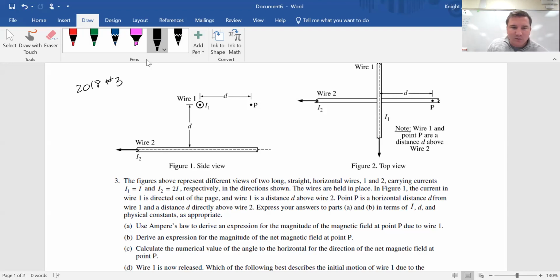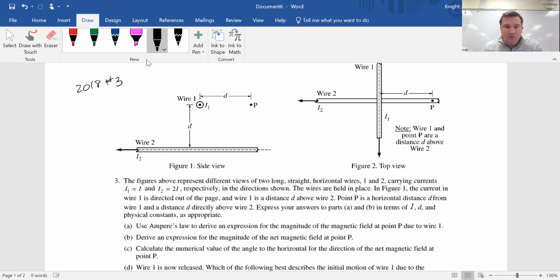Tells us that I1 is equal to I2 is equal to 2I, and in the direction shown, held in place, so they're not able to move. Current in wire 1 is directed out of the page. Distance D above the wire 2. Point P is horizontal distance from wire distance D above wire 2. Express your answers to part A, B in terms of I, D, and physical constants as appropriate. So we only get 2 variables to use there.